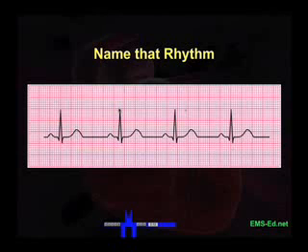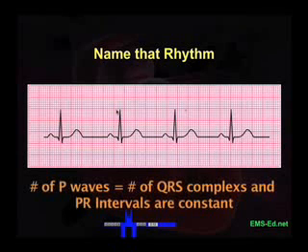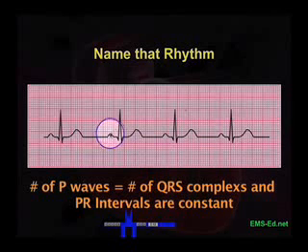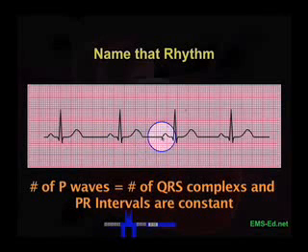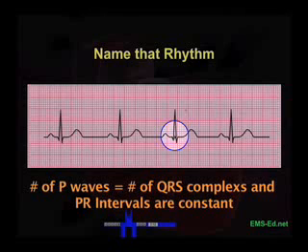It's sinus because there are P waves driving the beat, and the rate is less than 60. P wave, QRS. P wave, QRS. The P waves are clearly driving the QRS complex.